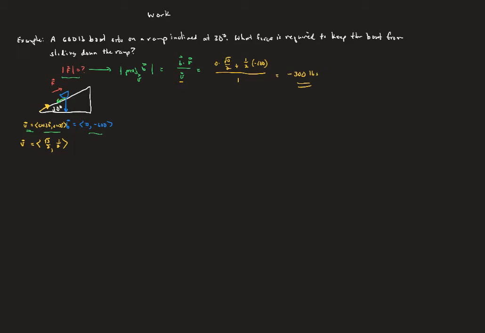Let's try another one here. Now we're going to talk here about work. So work, we learned in our one-dimensional case, you may have gotten this in physics, is force times distance. So for us, the force is going to be the magnitude of our force vector. So it's going to be the magnitude of our force vector times that distance.